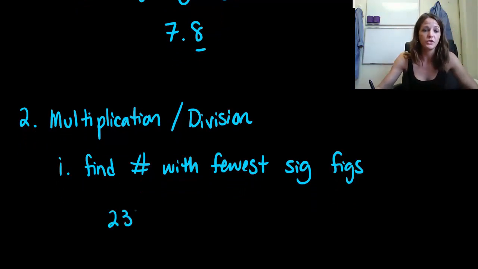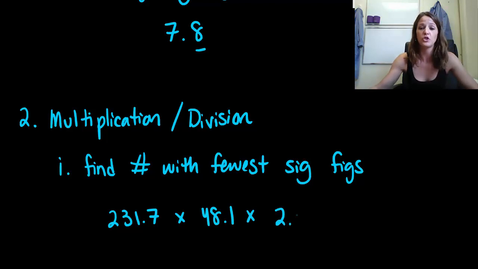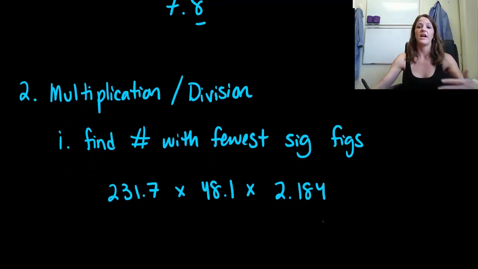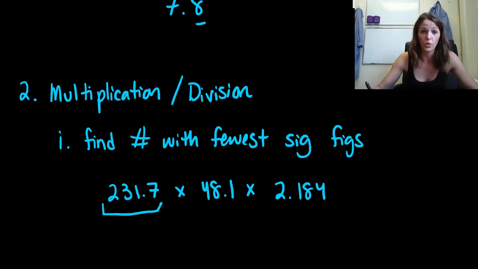So for this one, we're going to do 231.7. We're going to multiply that times 48.1, and we're going to multiply that times 2.184. All right, so now there's our problem. We identify the number with the fewest number of significant figures. So we count all of these. So that's 1, 2, 3, and 4 sig figs here.